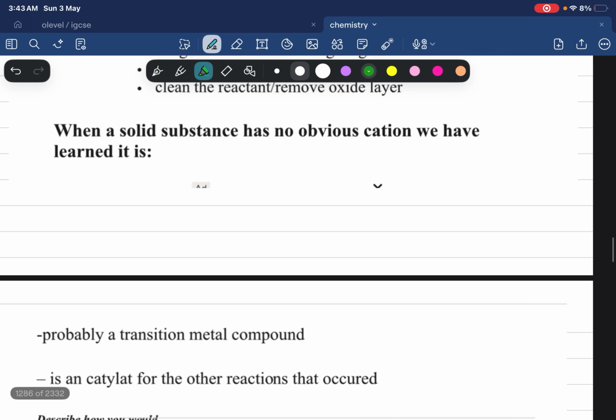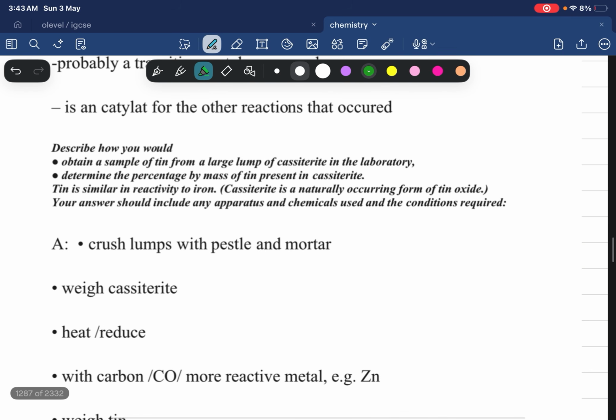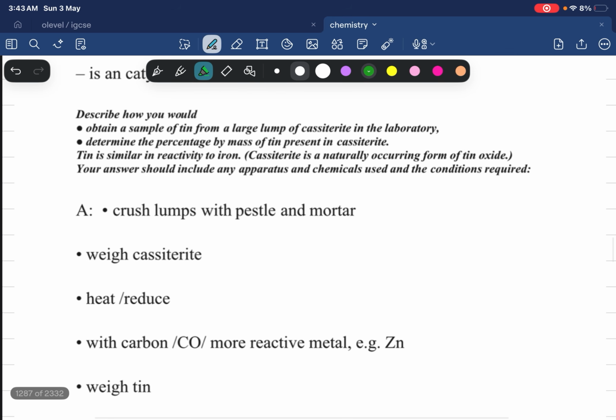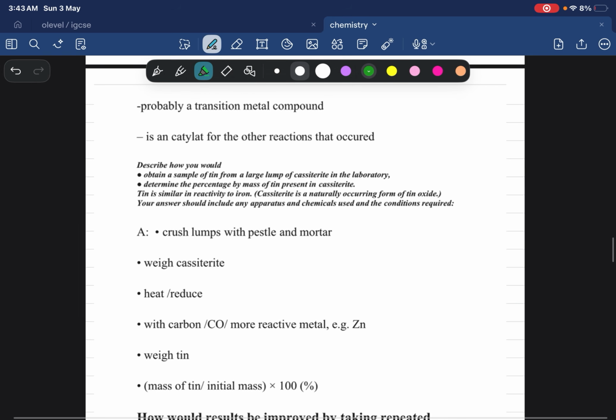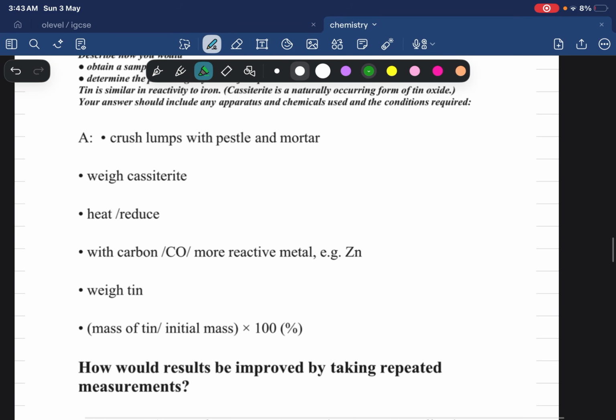What if a solid substance has no obvious cation? We have learned it's probably a transition metal compound, which is a catalyst for other reactions that occur. That's not very important. Then again, there are the metal reduction reactions: when you have to obtain a metal from the oxide of that element, what do you do? You make it react with carbon. If the carbon is more reactive than that metal, it is going to displace it.